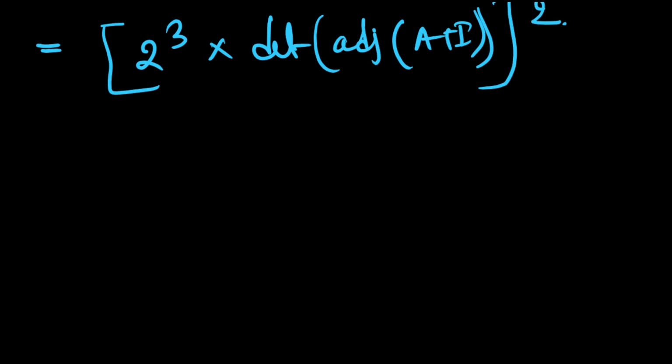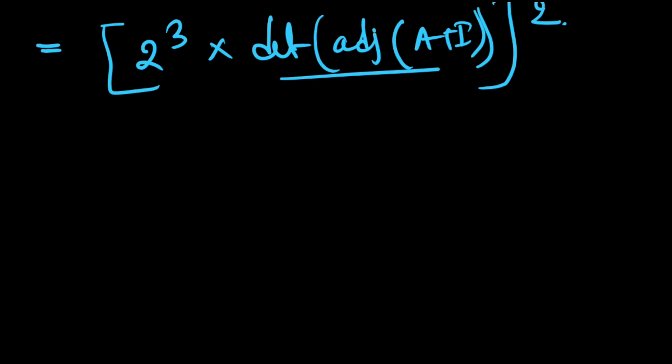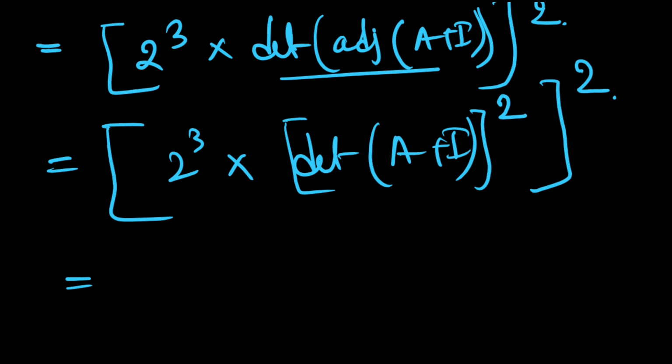Now we apply formula 1 again here. So determinant of adjoint of A plus I is equal to 2 cubed multiplied by determinant of A plus I power n minus 1, and n minus 1 is equal to 2, so that power 2. Now we need the value of determinant of A plus I. So next we find the value of A plus I.